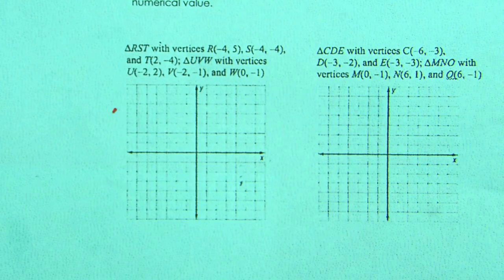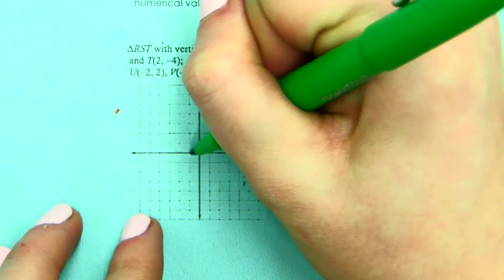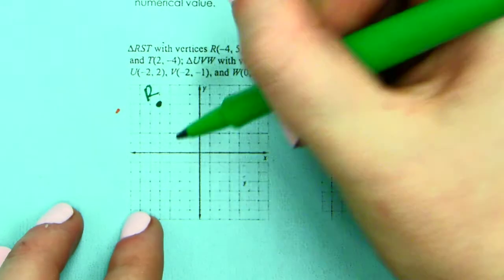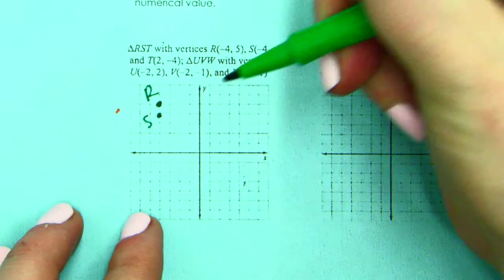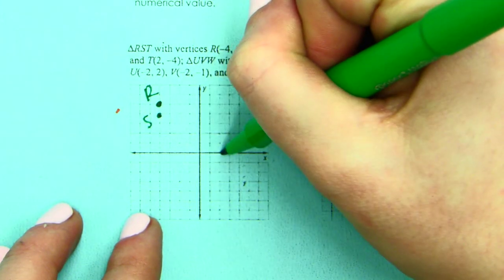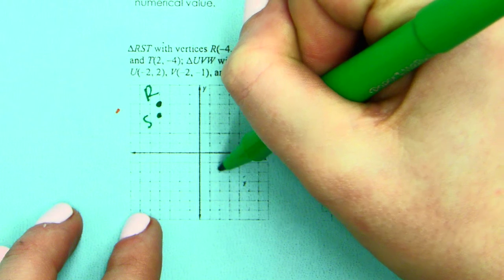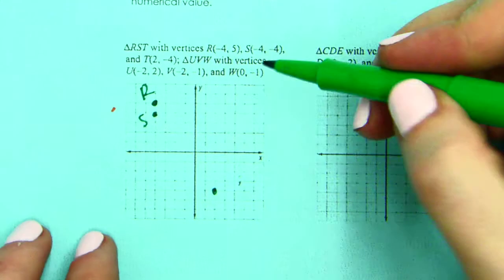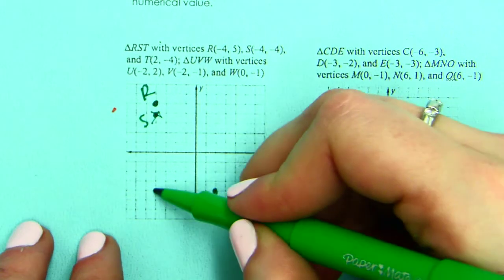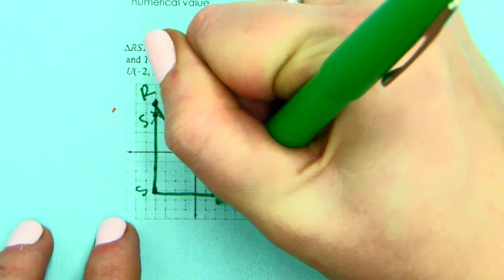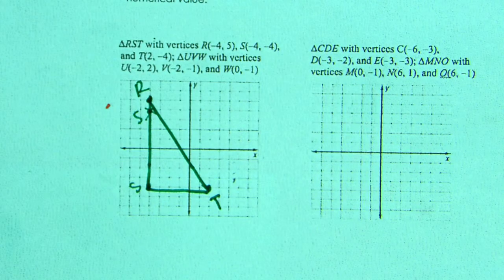This one says triangle RST and gives the vertices. S is -4, +4. T is 2, -4. That doesn't look right. Oh, this was -4, -4, sorry. So S is actually down here. That makes a lot more sense. There's triangle RST.